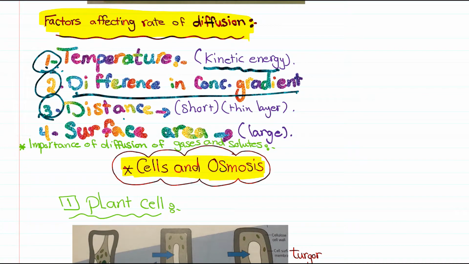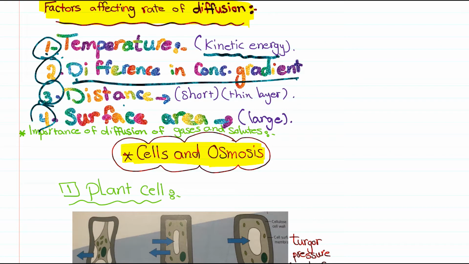Third one, distance. If the distance is very short, with a thin layer, diffusion takes place faster. That's why in the lung alveoli we have a thin layer, and in plants the root hair cell has a thin layer. The last one is surface area. Increasing surface area increases the rate of diffusion. By the way, surface area is one of the basics of biology in IGCSE: increasing surface area increases the rate of any process, including diffusion.